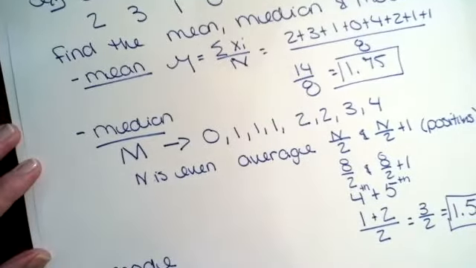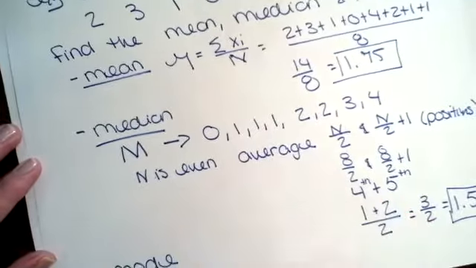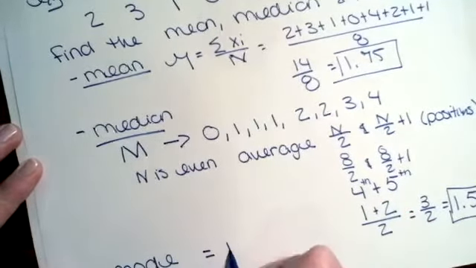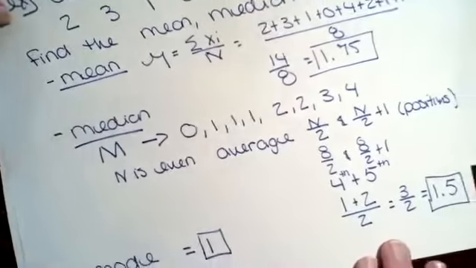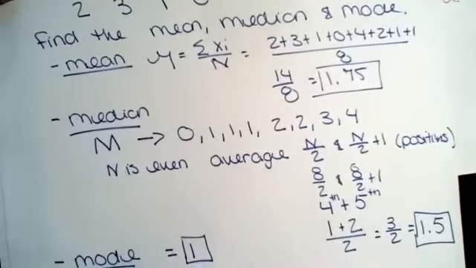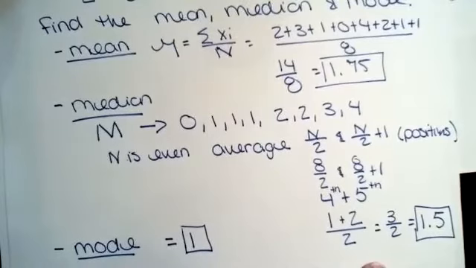So whichever one's occurring the most, and we can see right here, it's 1. So the mode is just equal to 1. Okay, so those are my 3 different measures of central tendency for this data set. Are there any questions on finding any of these at all?